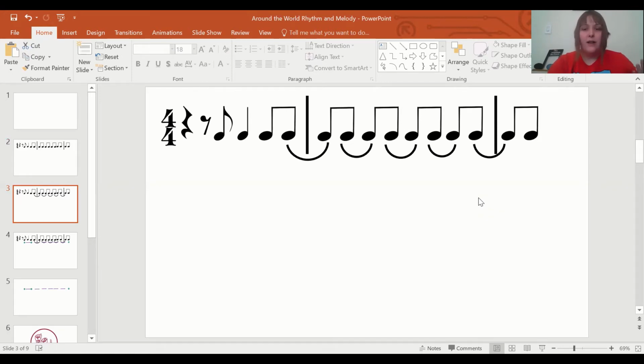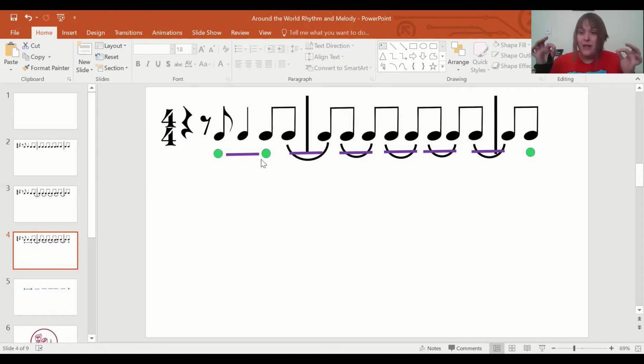Let's try it with the around the world words, like this. Around the world, around the world. So if we translate that into long and short sounds, it's actually going to do this, with these green dots being our short sounds and the purple lines being our long sounds. It's going to be short, long, long, long, long, short.